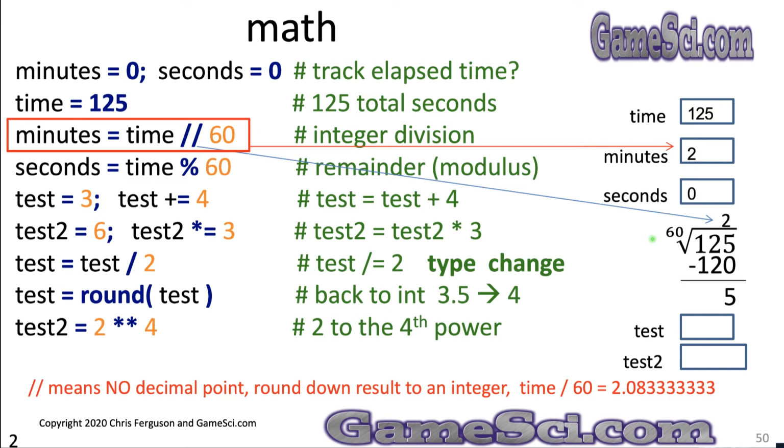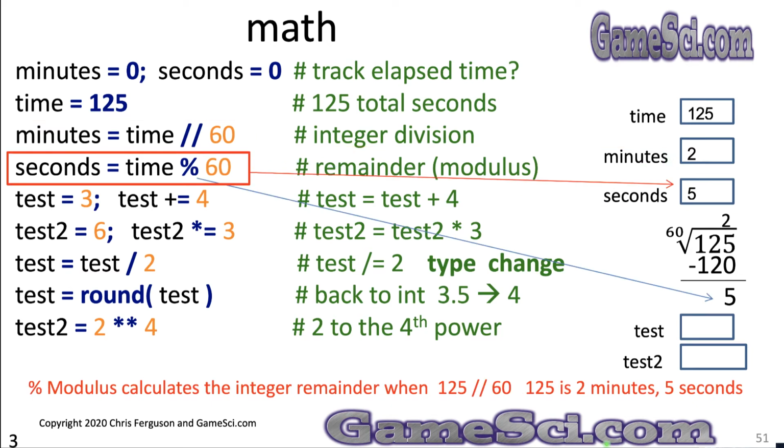Does everyone see this in the equation? 60 divided into 125 goes into it twice. All I want is the 2. I do not want the decimal point after the division. And that's what the two divides next to each other does. It says, well, throw away the fraction. I just want to know how many times 60 divides into time. And the answer is 2, and 2 shows up in the variable.